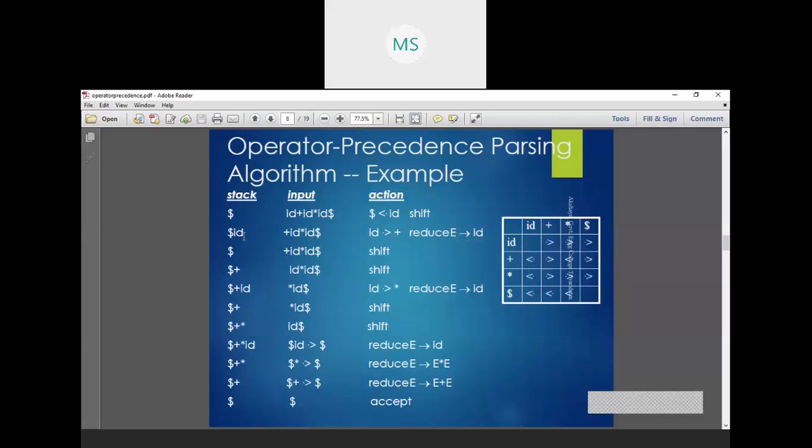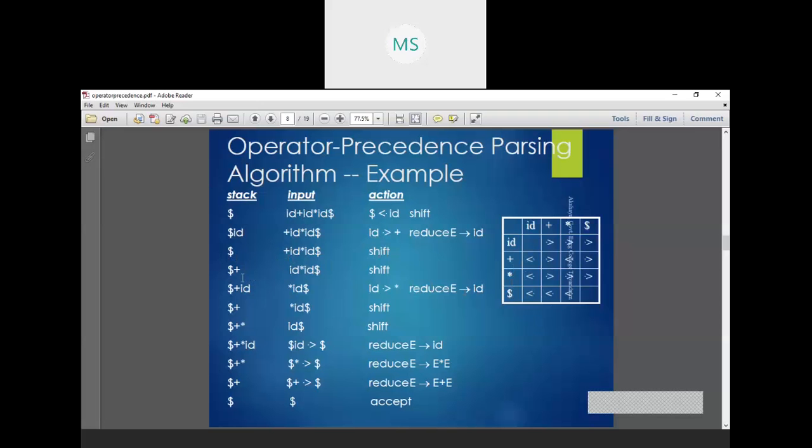Now I pop ID from the top of the stack, replacing it with non-terminal E. But I didn't show the non-terminal here because this is only with respect to operators. Because of that, I only pop ID; I don't push E. Now the relationship between dollar and plus: less than symbol. Because of the less than symbol, you shift onto the stack.